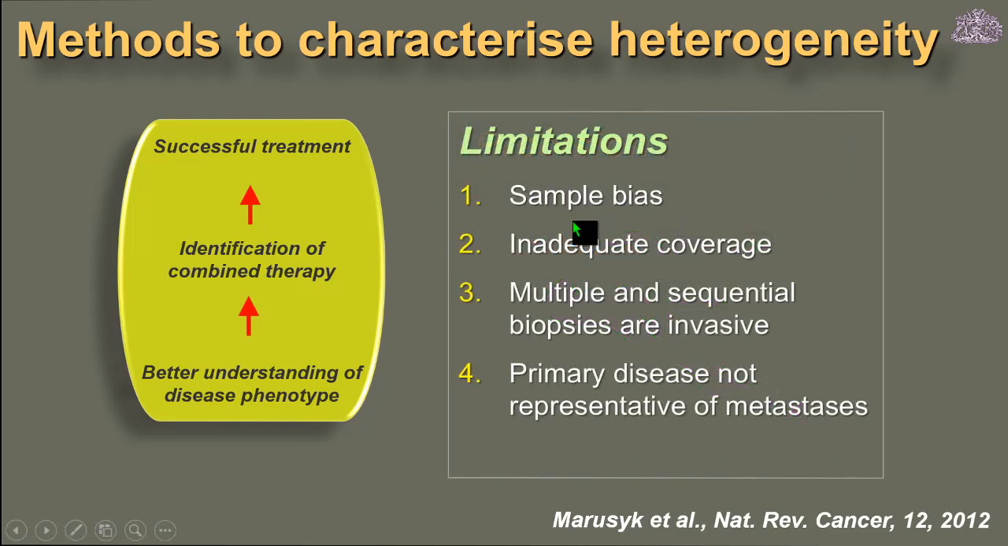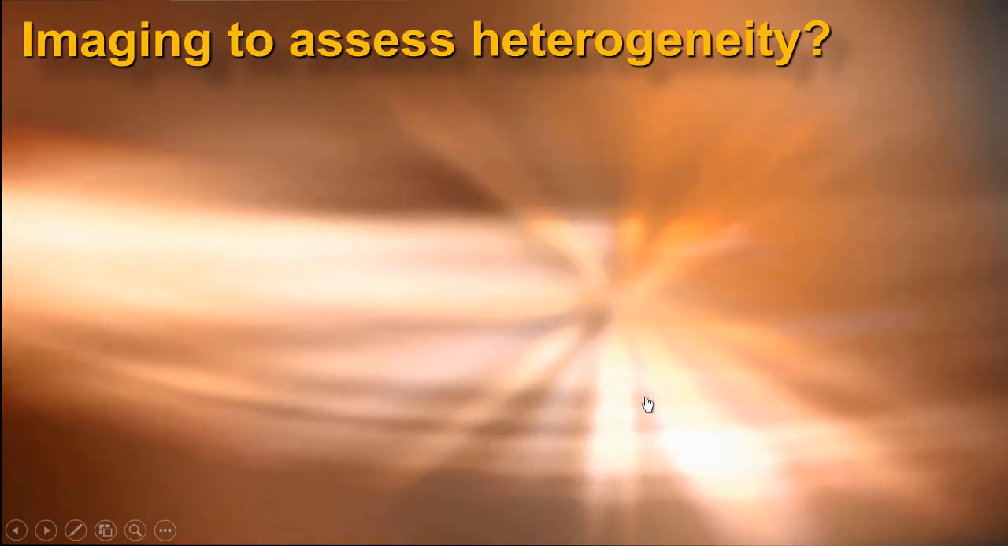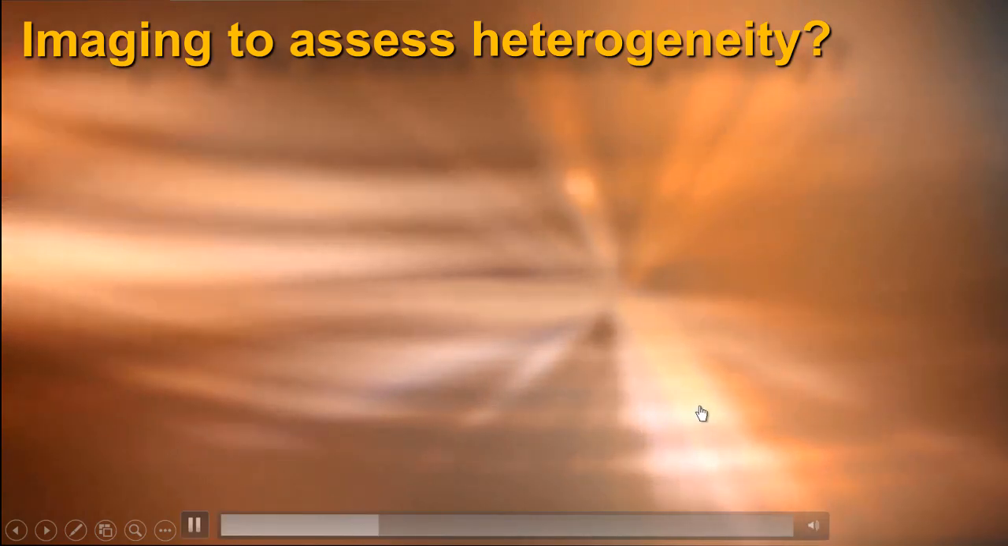The limitations of this approach are that if you're going to do repeated sampling, as we heard, a single sample is not going to be reflective of the heterogeneity. You may not cover it, and also multiple and sequential biopsies are very invasive. And clearly, if you biopsy the primary disease, it's not going to be representative of the metastatic disease either.